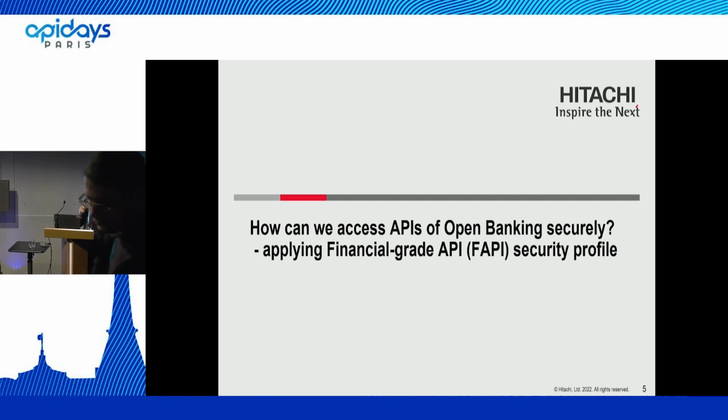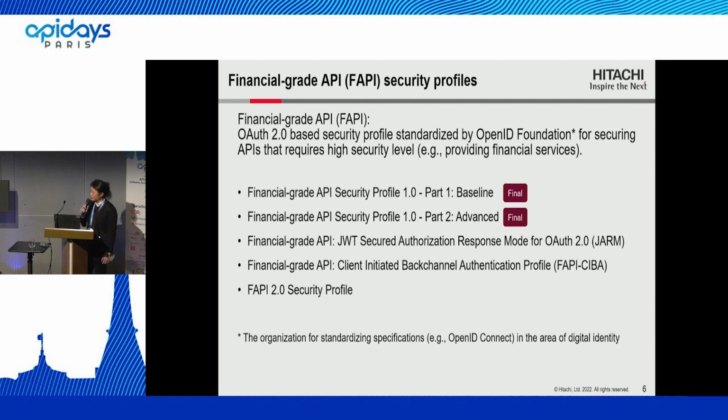So next, I would like to talk about such security profiles, namely financial grade API, FAPI security profiles. FAPI security profile is OAuth 2-based security profile standardized by OpenID Foundation. That is a standardization body for digital identity, for example, OpenID Connect and so on.